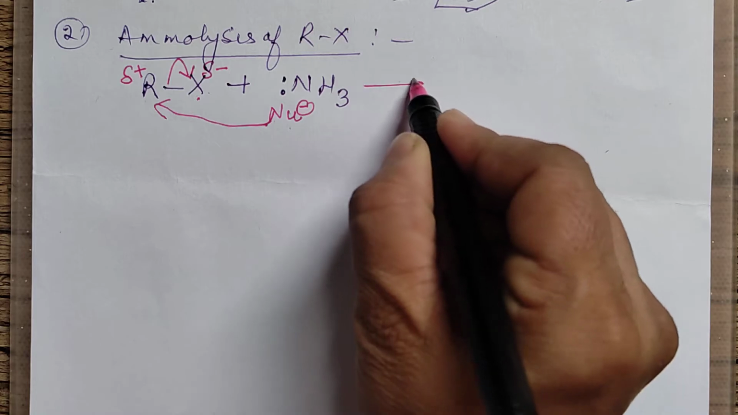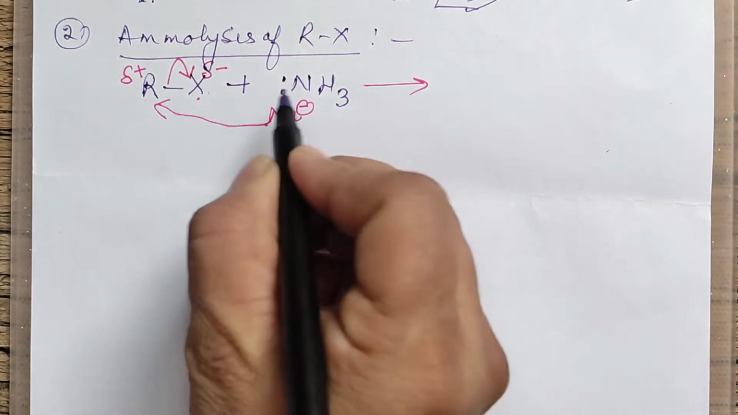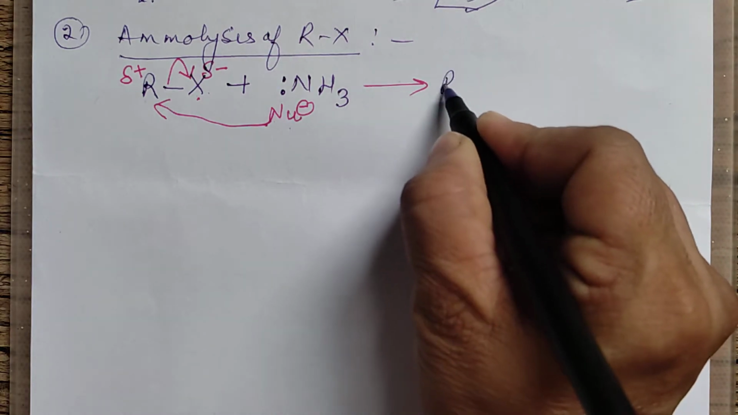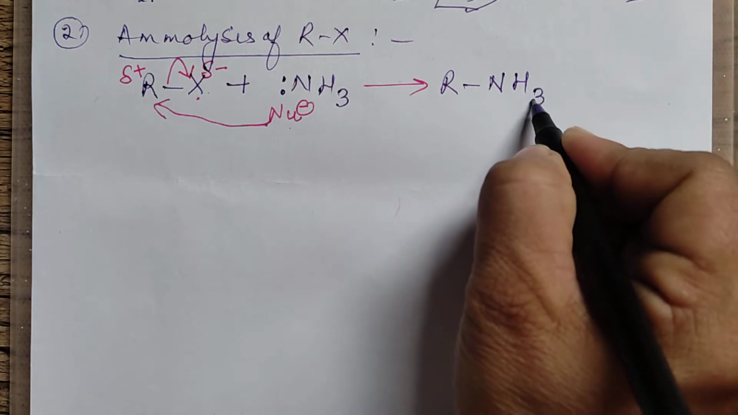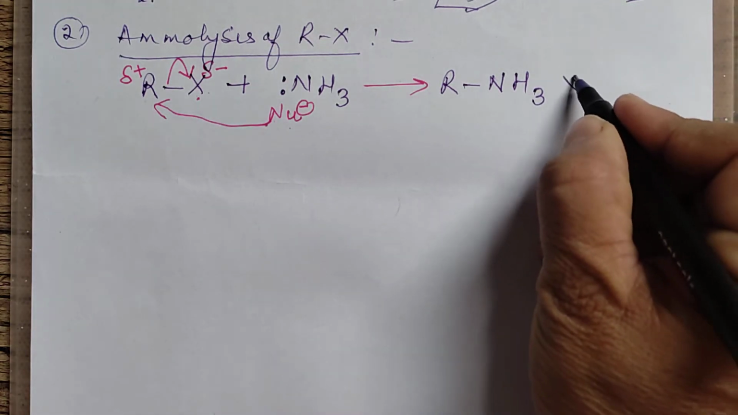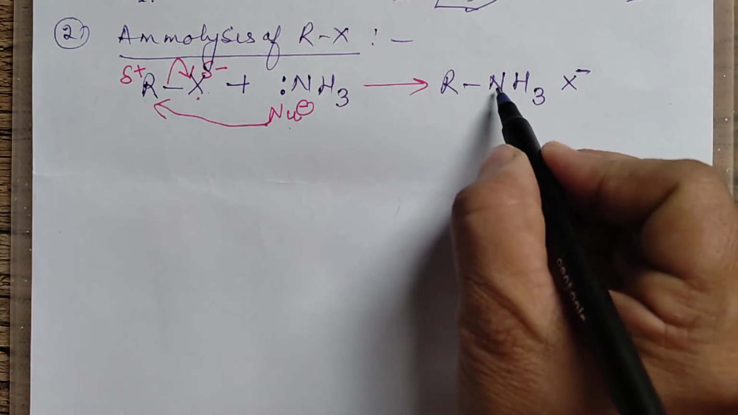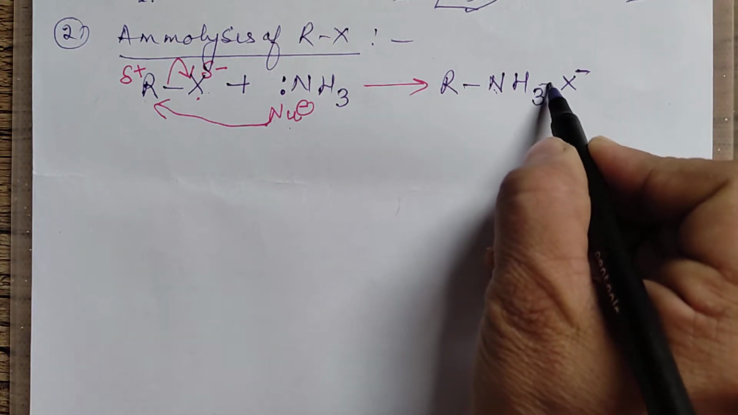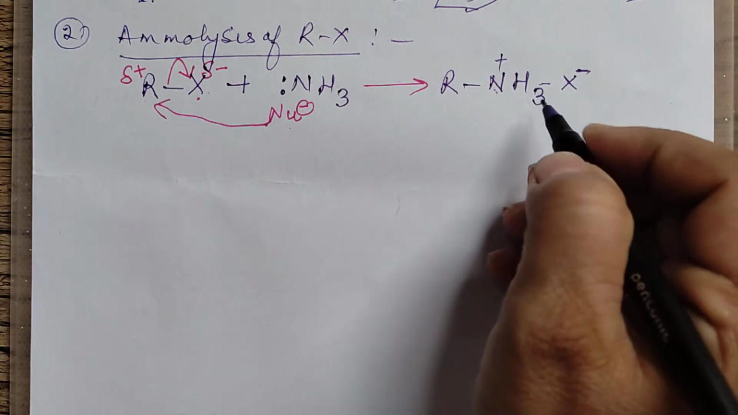So in a way, when we are writing the product, I'm going to attach R with N, so it is RNH3, and this X minus we will write down separately. So this is negative, and this nitrogen now has 4 bonds. When it has 4 bonds, this is positive.